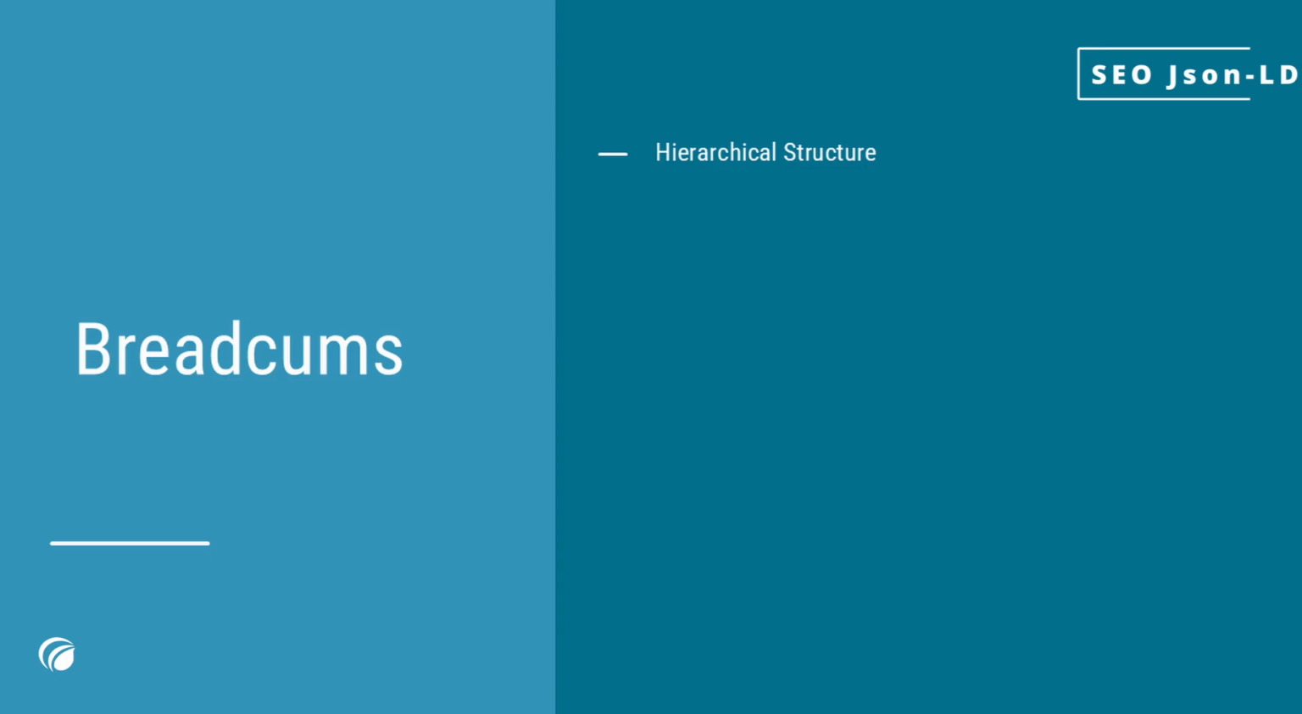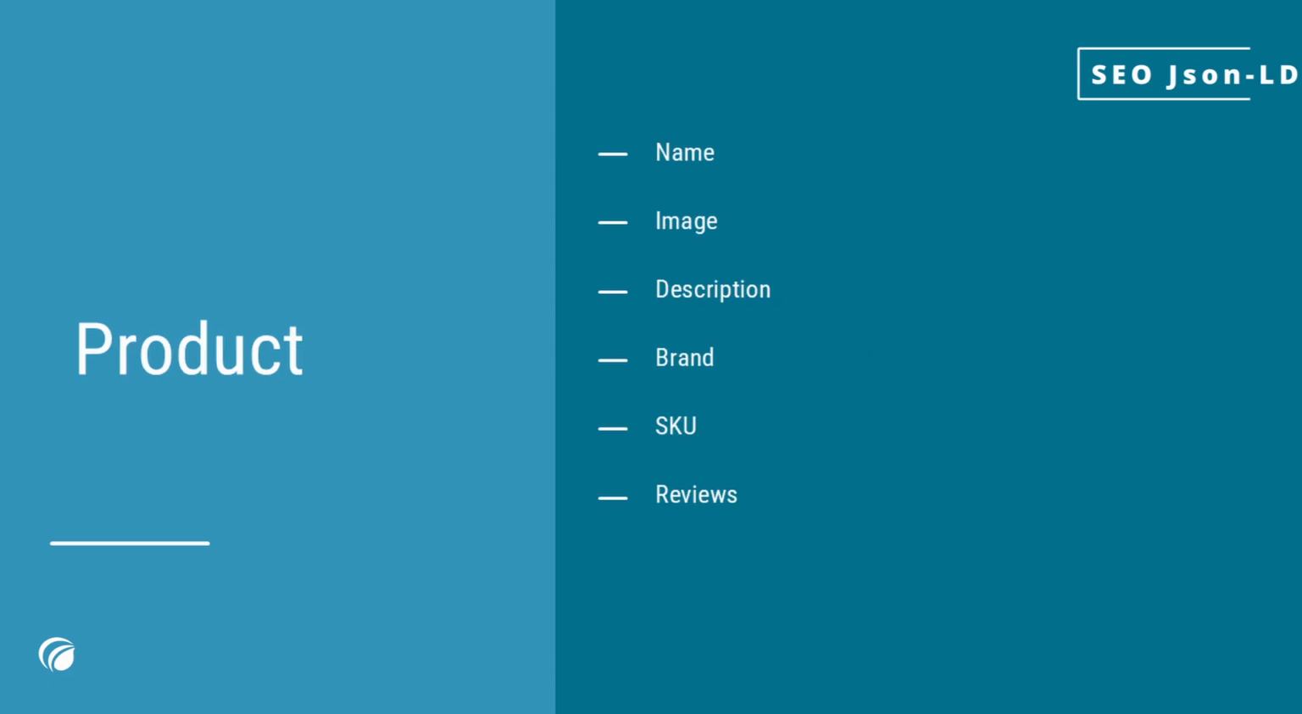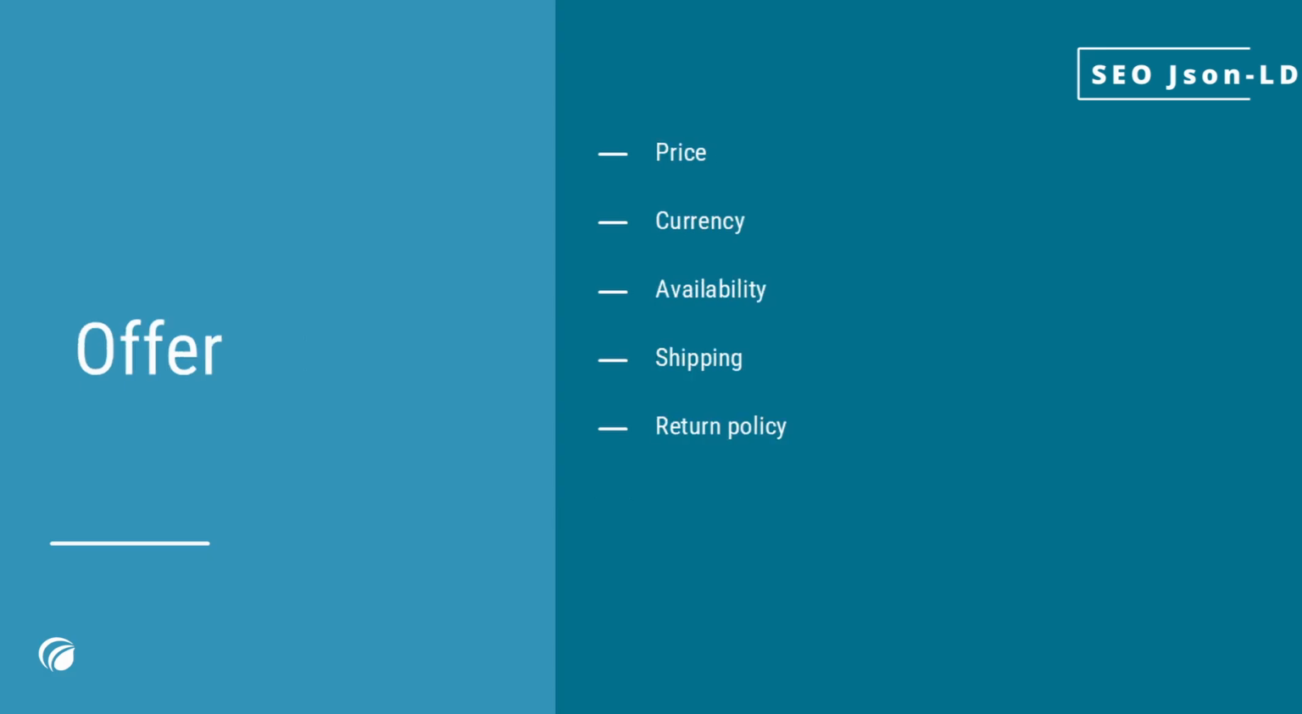Breadcrumb lists is another critical type that people overlook. It's not just for those nice breadcrumb trails in search results. It tells search engines the hierarchical structure of your website, which influences how they understand your information architecture and how they display links in the search results. Product and offer types are essential for e-commerce. Product describes what you're selling: the name, the image, the description, the brand, the SKU, the reviews, etc. An offer describes a commercial transaction: price, currency, availability, shipping details, return policy.